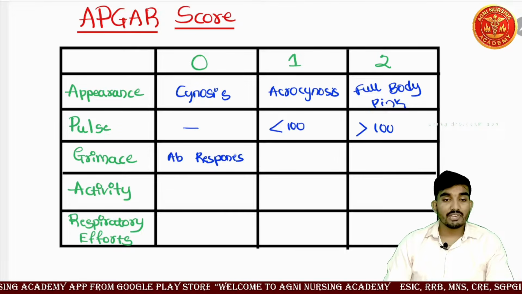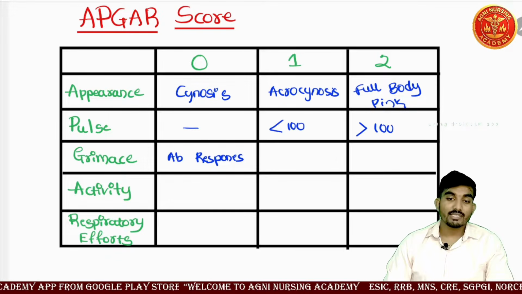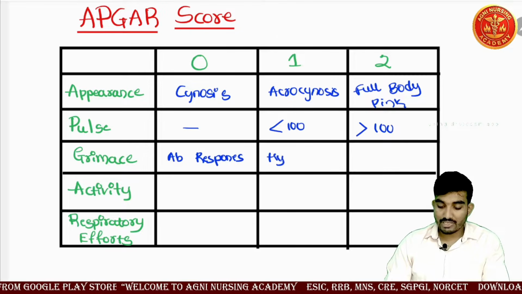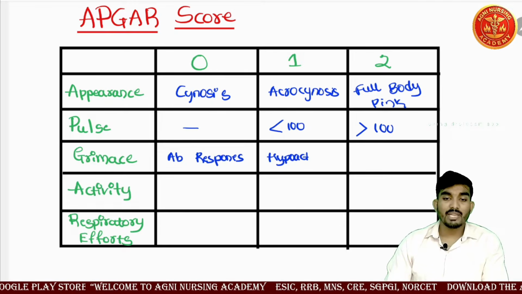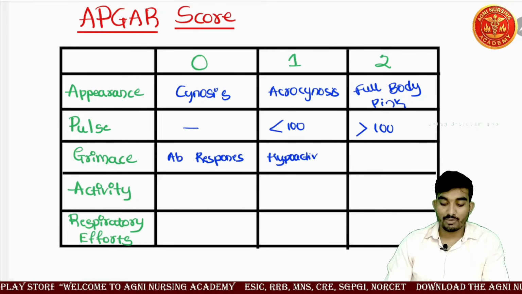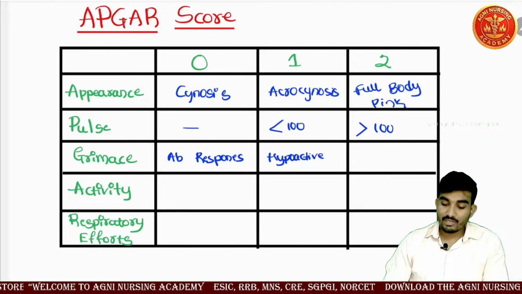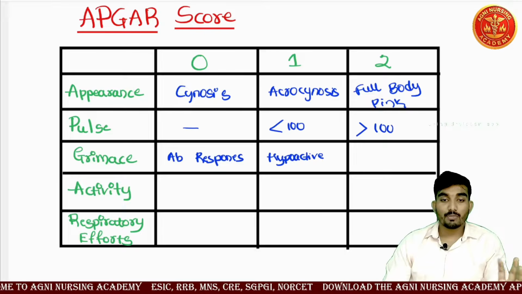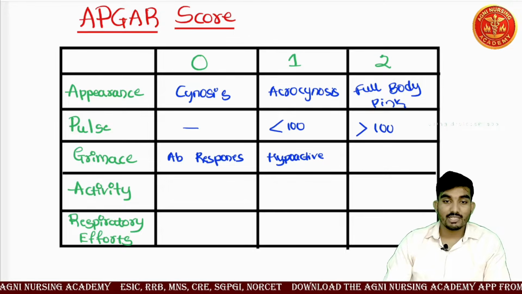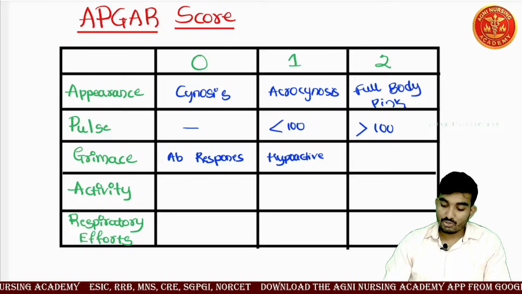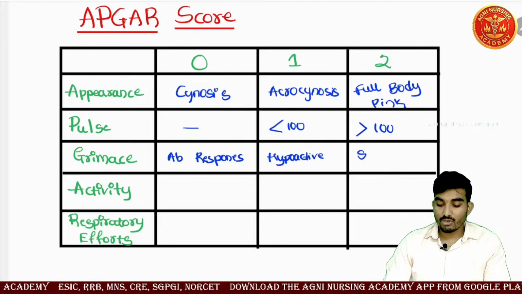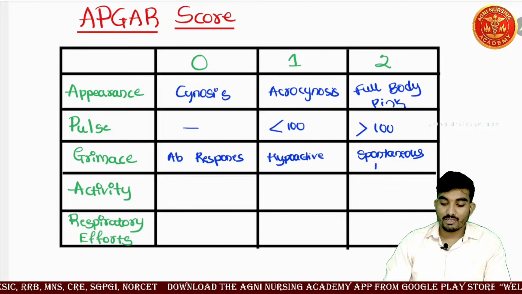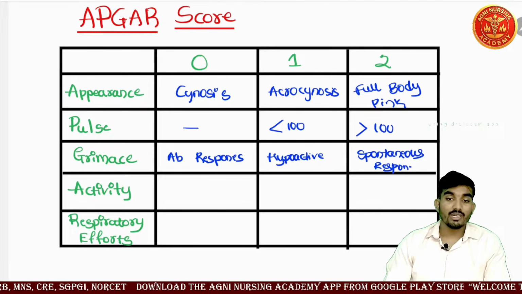When we are giving stimulation, and the child is responding somewhat, that is hypoactive, meaning a minimal response is given for the particular stimuli. At that time we'll give the score 1. If the child is responding spontaneously or fully, that is a prompt response to the particular stimulation, then we'll give the score 2. That is the full response or spontaneous response. We'll give the score 2.